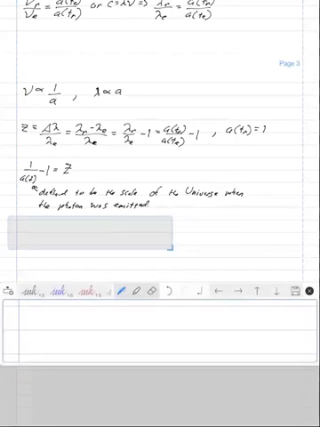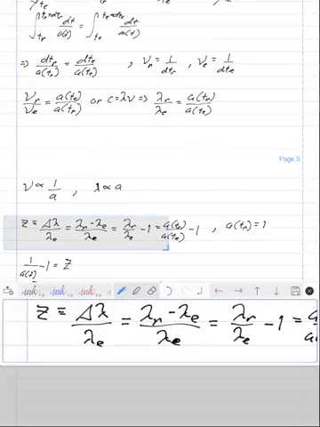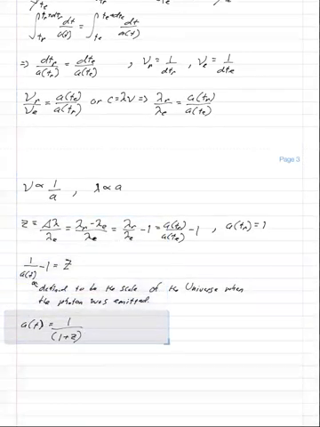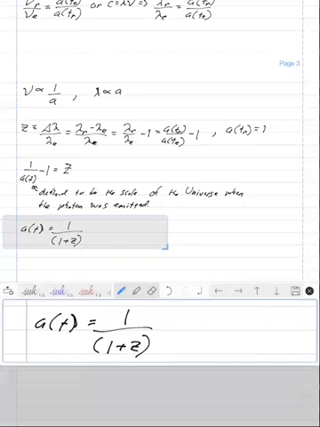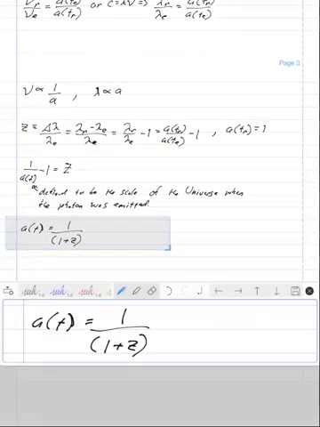Or if we solve for A of t, then A of t is equal to 1 over 1 plus z. So if you take the spectrum of some galaxy and you notice that the lines are redshifted, so redshift would be measuring delta lambda over lambda, and it would be positive in that sense, then you can plug in that measurement of the redshift, delta lambda over lambda, into this expression, and it gives you an expression for the size scale of the universe at that time compared to what it is now.